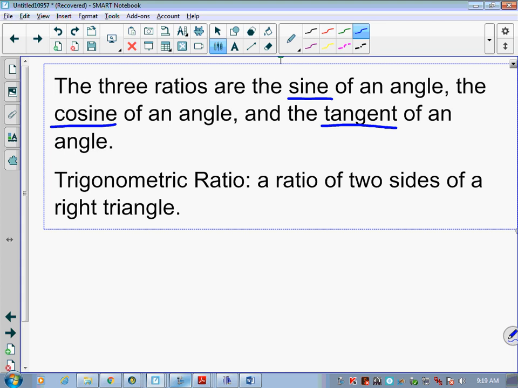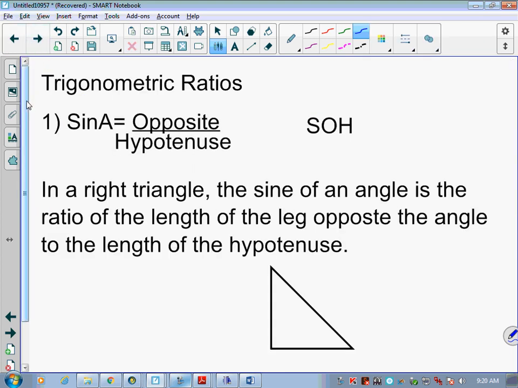Trigonometric ratios is a ratio of 2 sides of a right triangle. What we should understand when we talk about ratios is that what we're really talking about is a fraction, right? Something over something else, right? So we understand what a ratio is. All right, so let's talk about these ratios. Let's talk about the first one, which is sine.